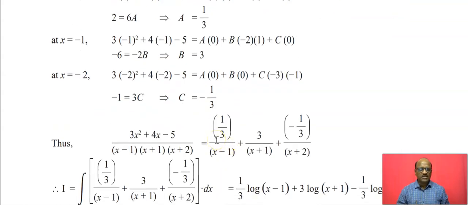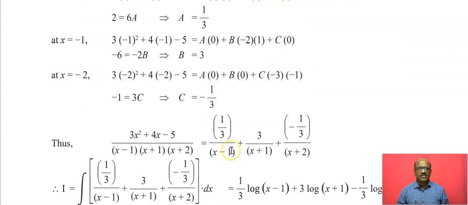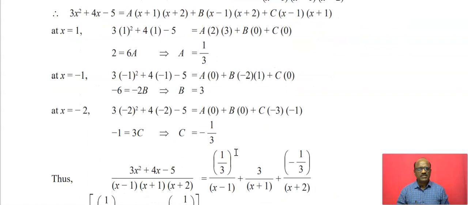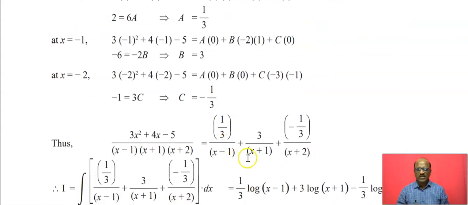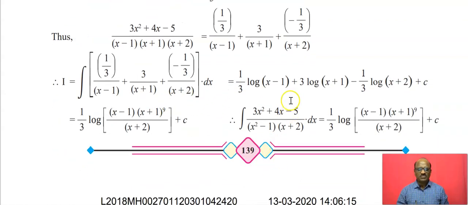And in this way, you will get the values of A, B, C. The value of A is 1 by 3, B is 3 and C is −1 upon 3. Now their respective integration. Integral of 1 upon 3 in bracket upon x − 1 plus 3 upon x + 1 plus −1 by 3 upon x + 2, dx. And that equals 1 upon 3 log of (x − 1) plus 3 log of (x + 1) minus 1 upon 3 log of (x + 2) plus C.